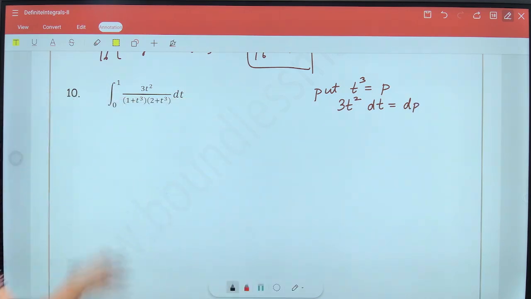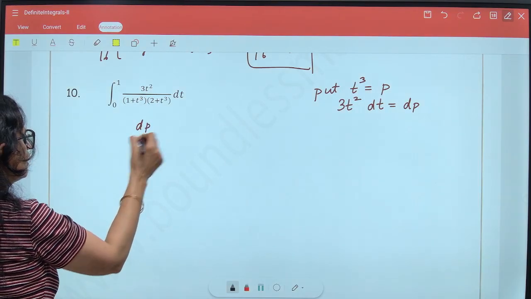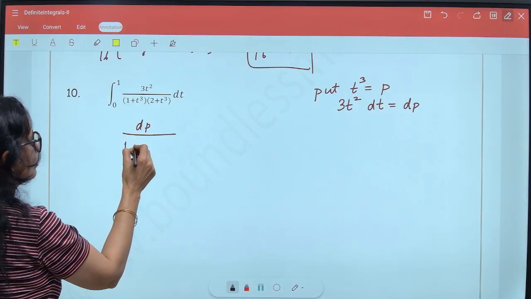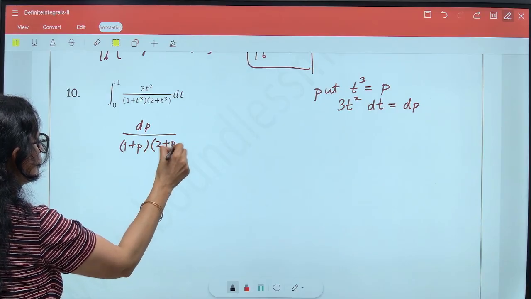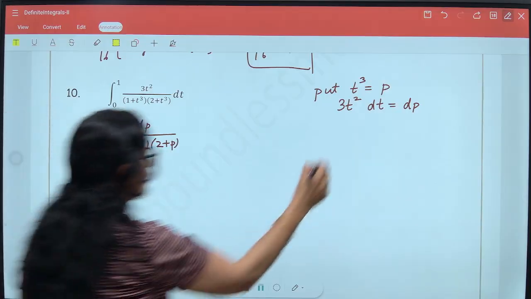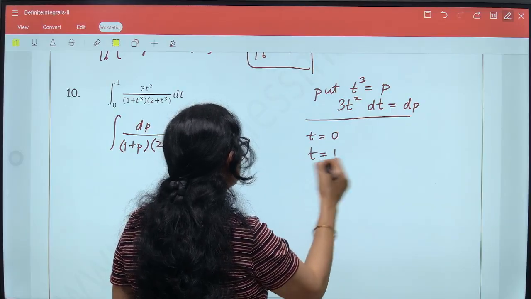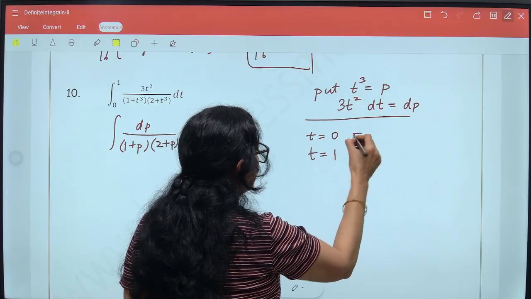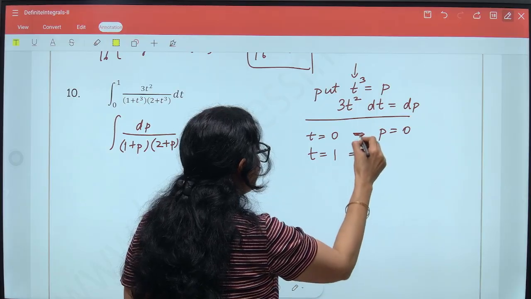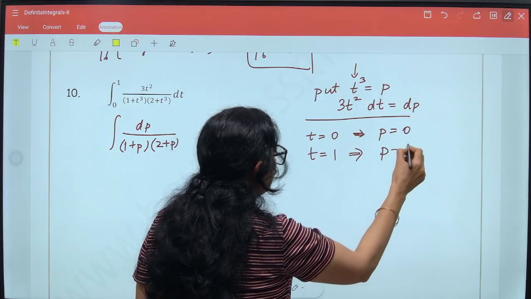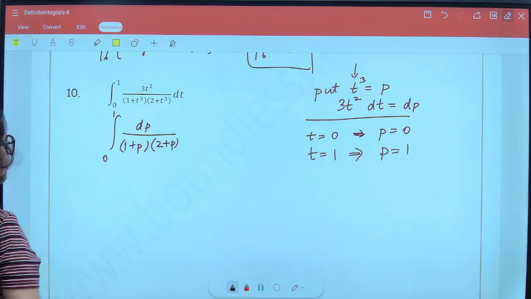We can take any variable, that's okay. So 3t square dt becomes equal to dp, and in the denominator we have 1 plus p into 2 plus p. Now what about the limits? When t is equal to 0 and when t is equal to 1, what are the values of p? When t is 0, the value of p is 0. When t is 1, the value of p is also 1. So there is no change in the limits in this question, so the limits stay 0 and 1 only.